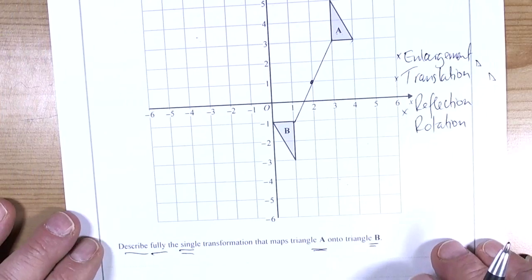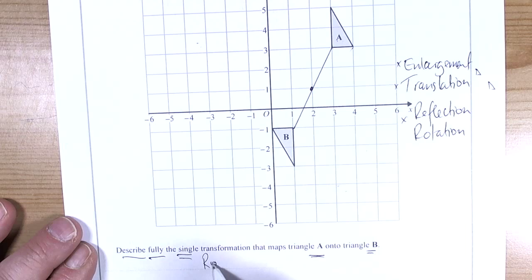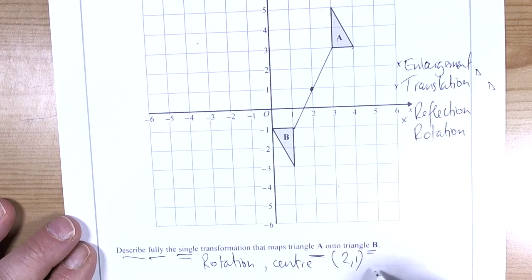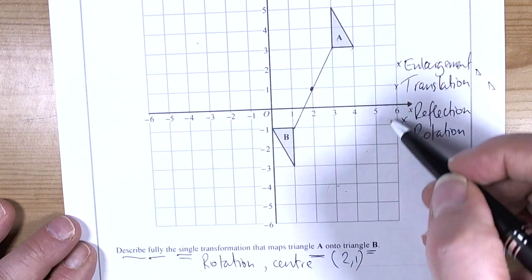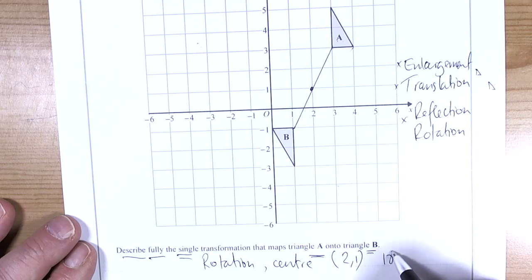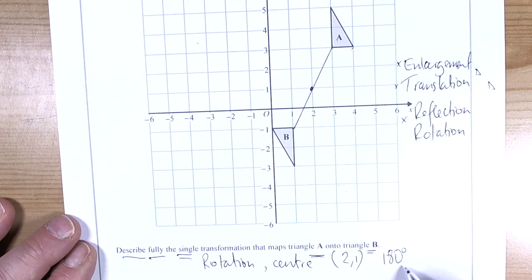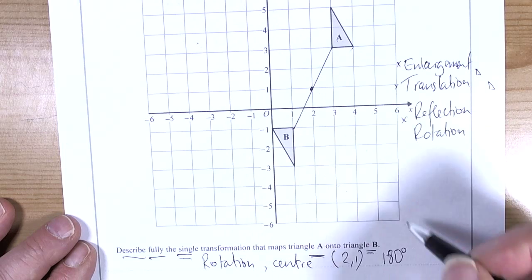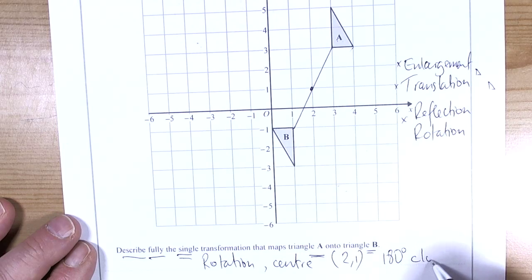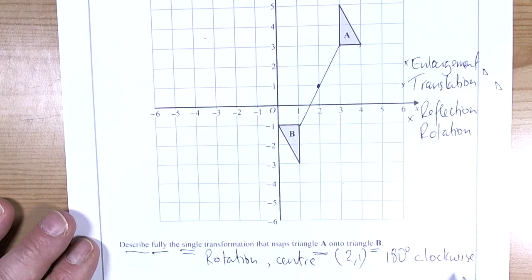So we're going to describe this rotation fully. So it's going to be a rotation, and we have to describe it fully. So it's going to be centre (2, 1). And it's going to be a full rotation of 180 degrees. Now again, you should say anti-clockwise or clockwise, but because it's 180 degrees, then it doesn't matter which one we said, so I'm just going to say 180 degrees clockwise. It wouldn't have mattered if you said anti-clockwise. It wouldn't have mattered actually if you'd left it just 180 degrees turn.